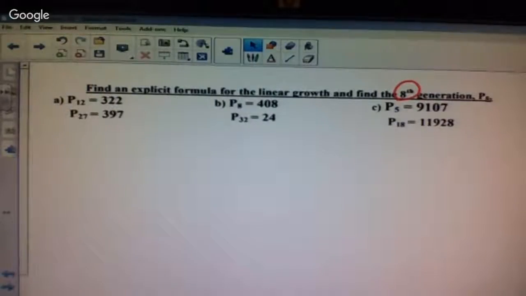For the 8th generation, plug in, once you get your equation, plug in 8 for your n value.